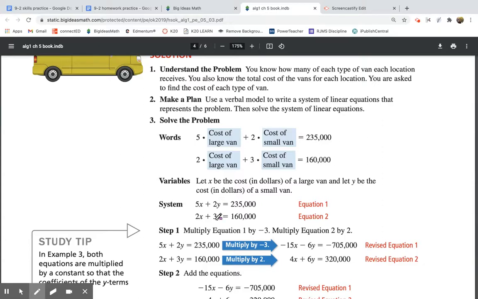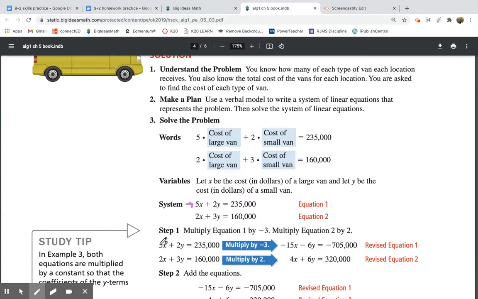They're both positive, so one of them has to be multiplied by a negative. 2 and 3, the closest thing they can change to is 6. So I could multiply this top equation by -3 or by 3. Depending on what I do, the bottom equation I would have to multiply by either 2 or -2. So let's multiply this top one by -3.